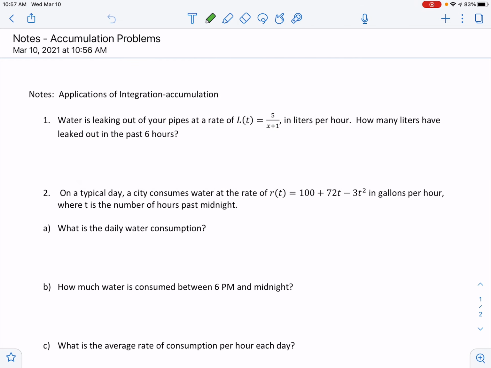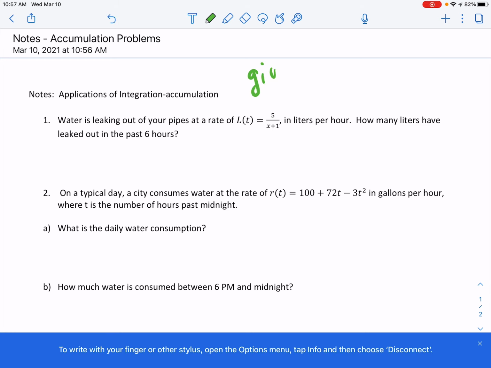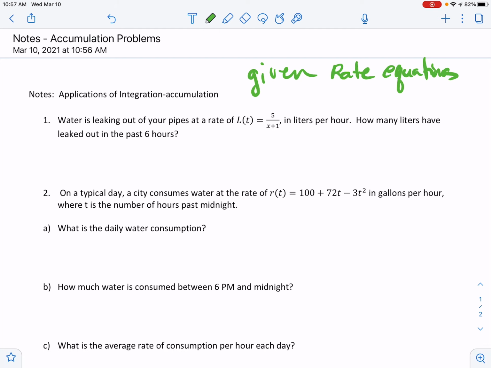Okay, today we're talking about applications of integration. You're going to be given rate equations. That's the word I was looking for. If you integrate a rate, you get the units, okay? Which doesn't make sense. So what I'm trying to say is that this is feet. No, let's not do feet.